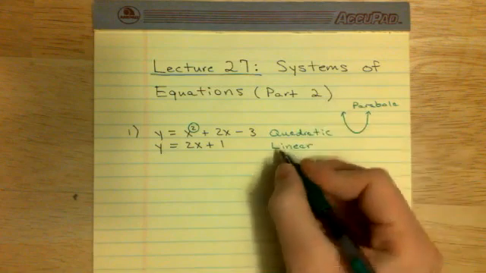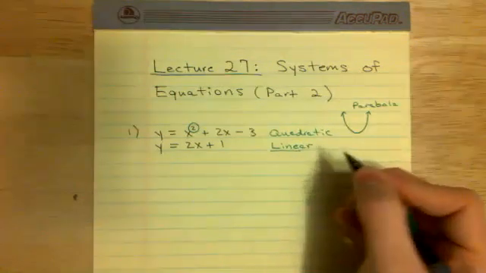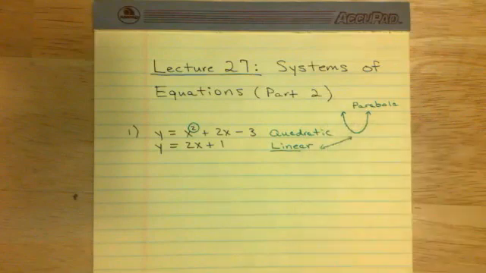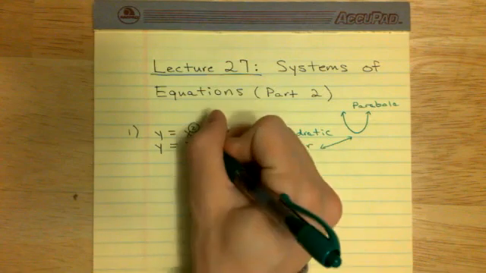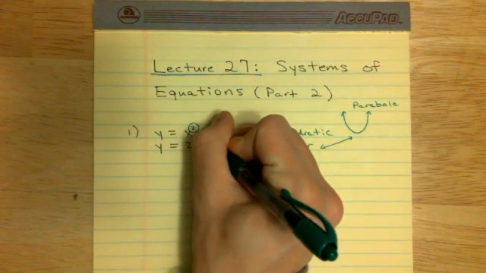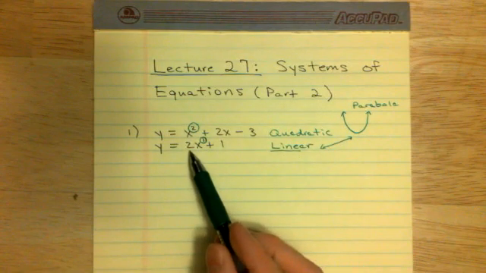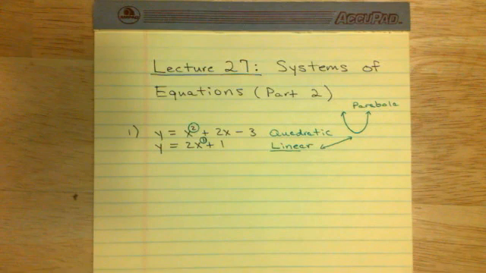Linear. And that's because when you graph it, you get a line. So that's y equals 2x plus 1. And notice that the highest exponent for this one is going to be a 1, but the number out in front is called the coefficient. Okay? So let's get started on solving this.